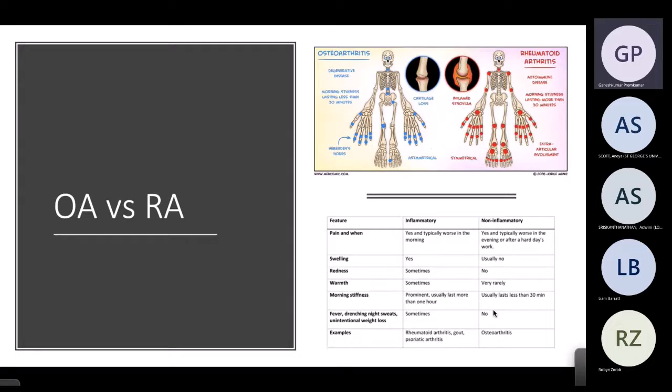So think about symmetry, think about multiple joints, think about how it changes with activity, any constitutional symptoms, have you got a fever, is there a family history of autoimmune conditions, things like that. All those things you need to make considerations for when you're differentiating these two.